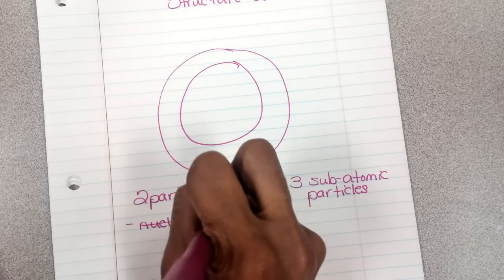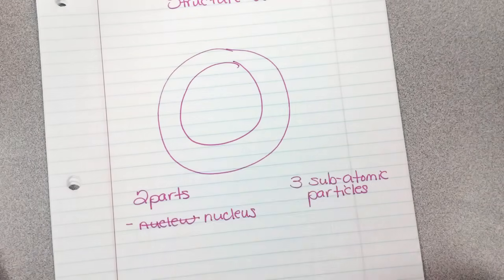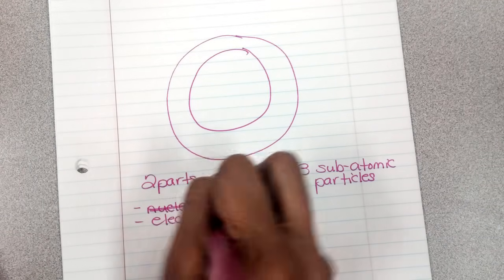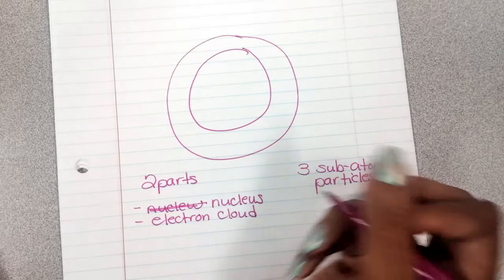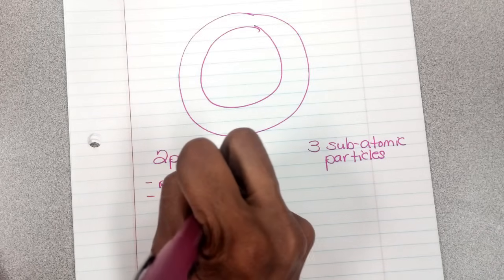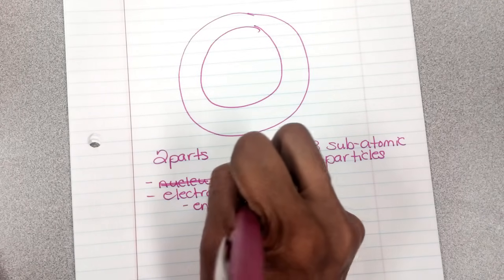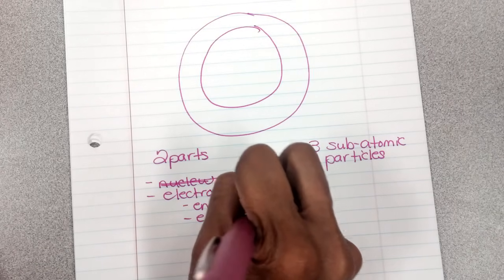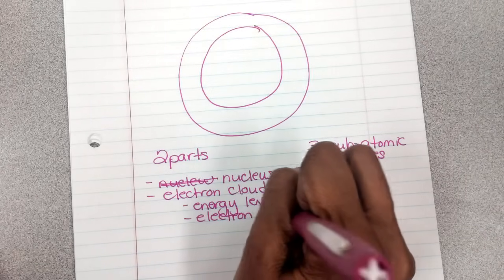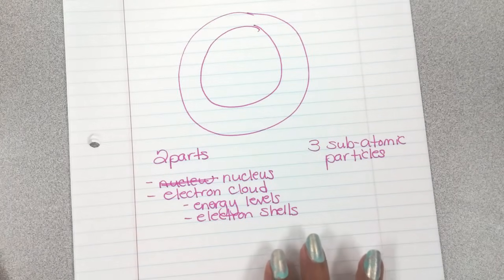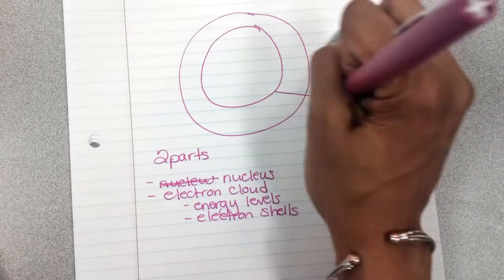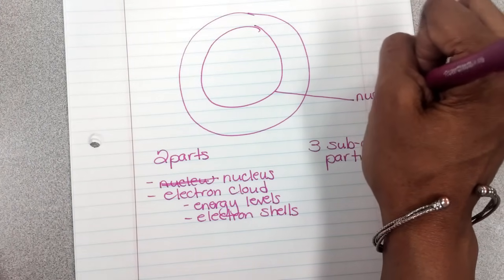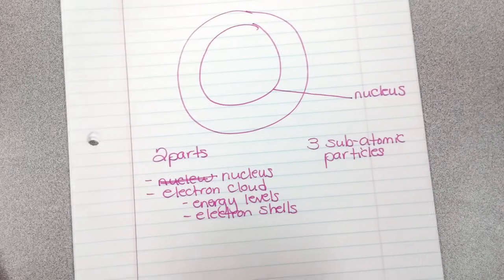Okay, let me spell that correctly. And the other part is the electron cloud. And we also call the electron cloud energy levels or electron shells. I'm going to use energy levels. Okay. All right, so this part of the atom is the nucleus. Okay, that is the center of the atom.